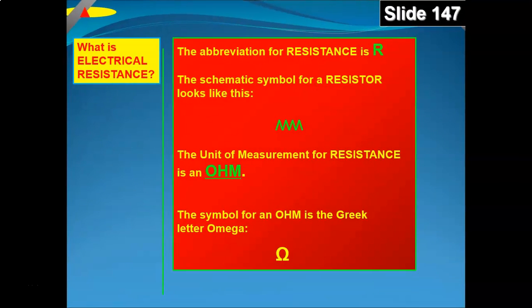What is electrical resistance? The abbreviation for resistance is capital R. The schematic symbol for a resistor looks like this. It just looks like kind of a sawtooth symbol. The unit of measure for resistance is an ohm, O-H-M, ohm. And the symbol for an ohm is the Greek letter omega. It looks like a horseshoe. So that's the symbol that we use for electrical resistance.